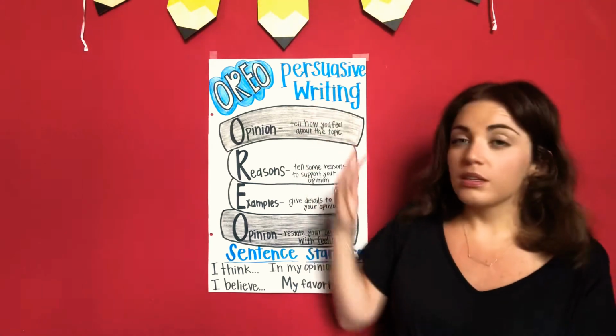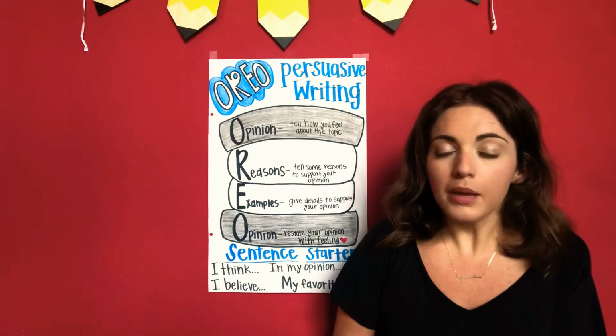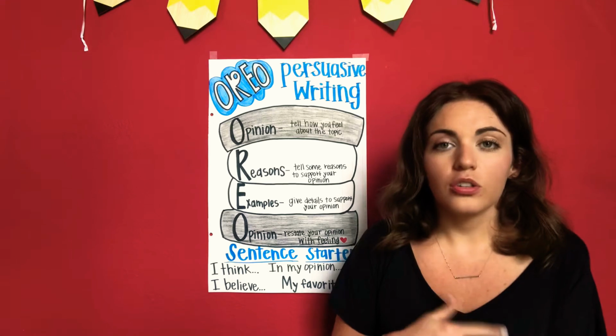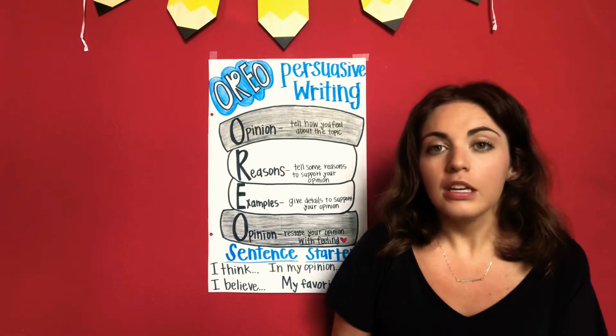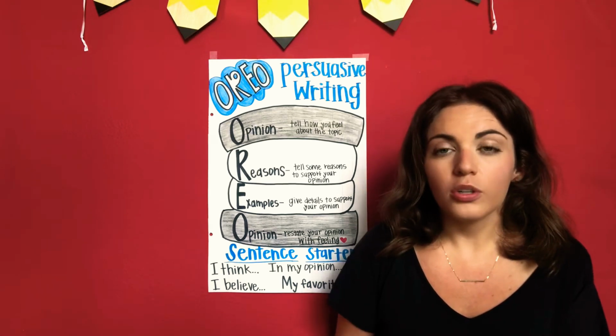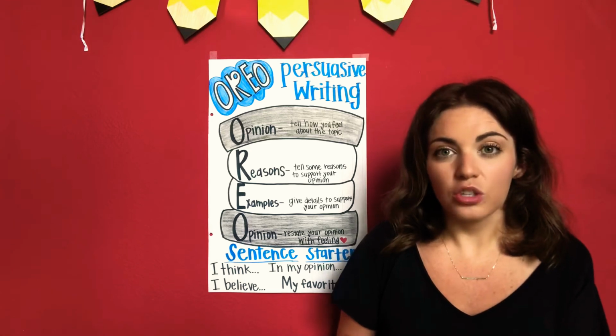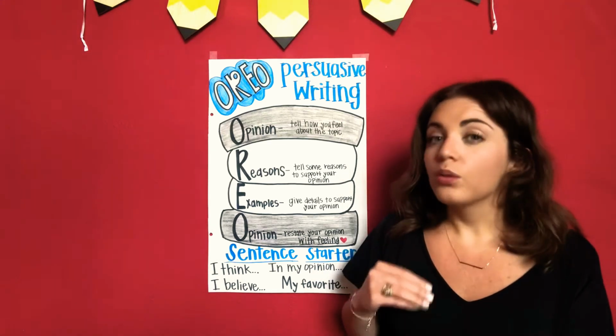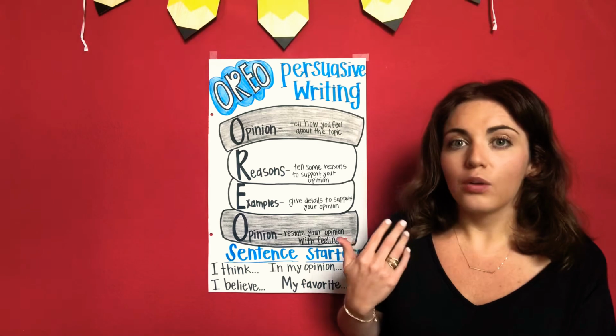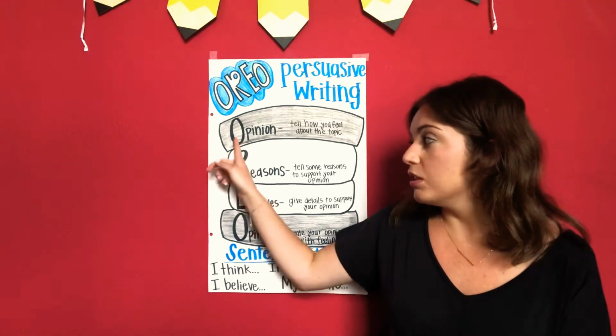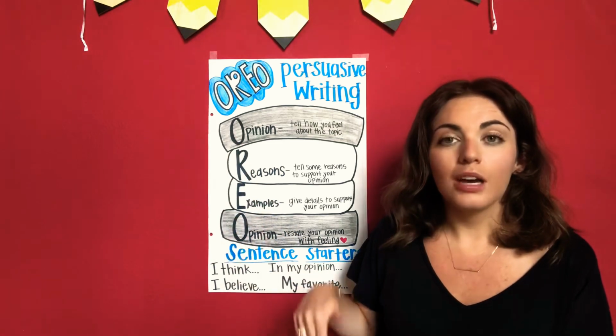So with persuasive writing, remember that means that you're writing about something that you really like and you're trying to get someone else in your family or a friend to agree with you or to think the same thing as you. And so when we're writing it, a really great thing to think about is how we can persuade them. And so this Oreo is going to help us do that.